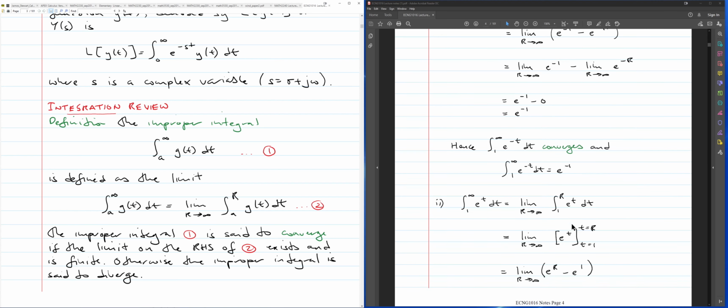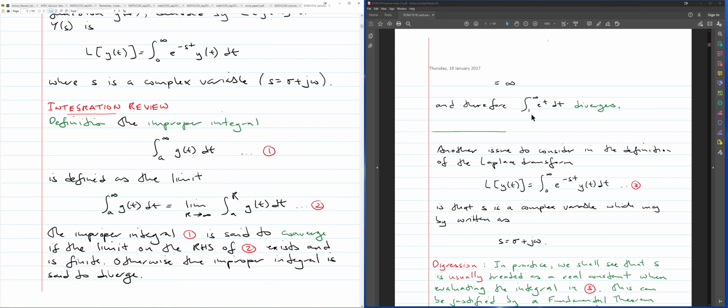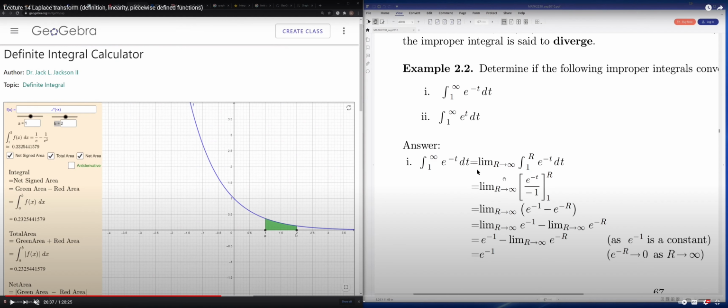So your improper integral is not finite. What you say is that your improper integral diverges, and it doesn't have a value. It diverges. I can actually interpret this limiting process for my improper integral graphically.